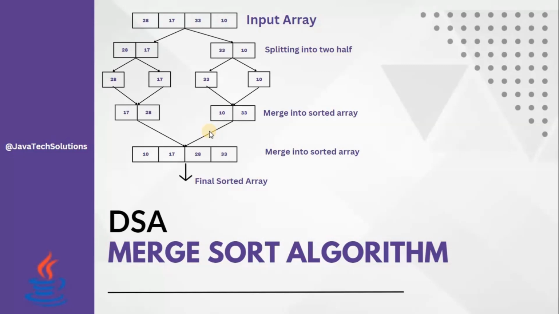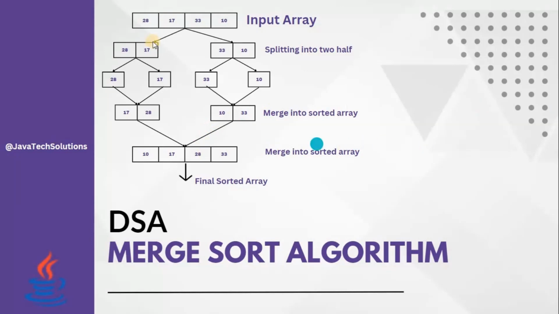So this merge sort works by dividing the array into smaller subarrays, then sorting each subarray, and then merging the sorted subarrays back together to form a final sorted array. In simple terms, the process of merge sort is to divide the array into two halves, sort each half, and then merge the sorted halves back together so that we finally get the sorted array.